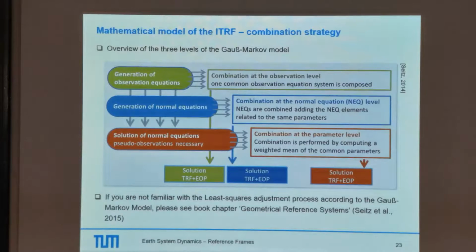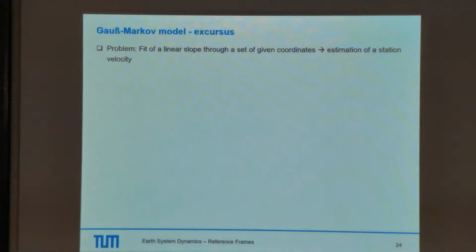Okay, those are the different levels, but maybe we come back to this later. So let's go to the Gauss-Markov model. What is the Gauss-Markov model? This model was developed by Gauss and then extended by Markov. And we can start with a simple problem.